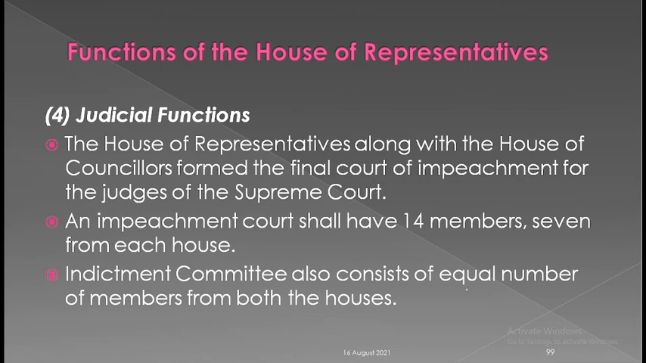When it comes to judicial functions, it is more or less the same with the House of Councillors. The House of Representatives, along with the House of Councillors, forms the court of impeachment for the judges of the Supreme Court. An impeachment court shall have 14 members, 7 from each house. The indictment committee also has an equal number of members from both the houses.